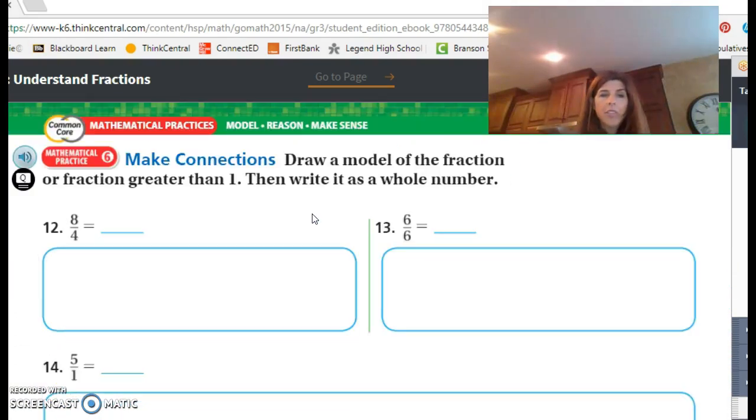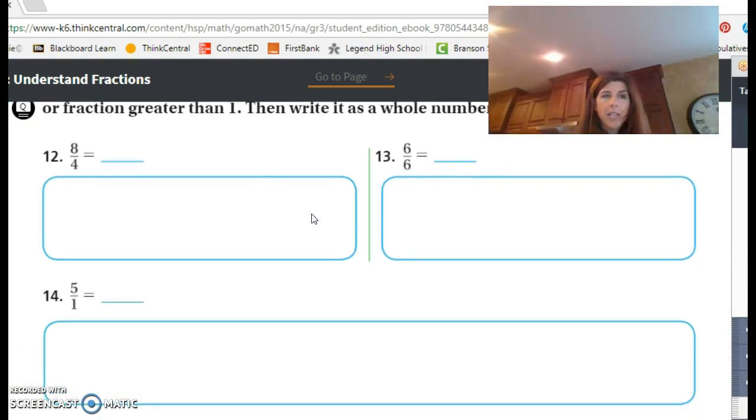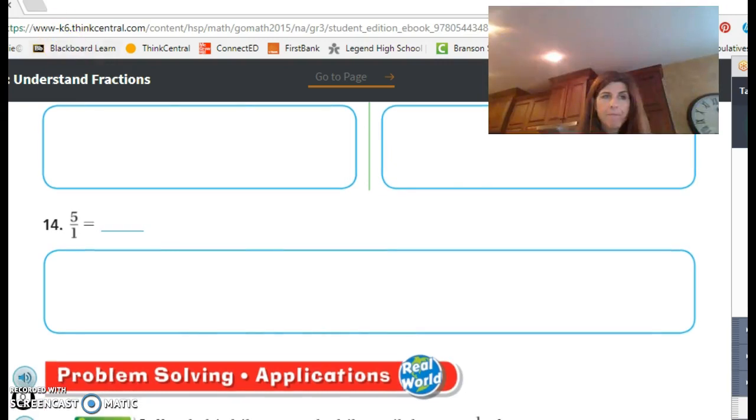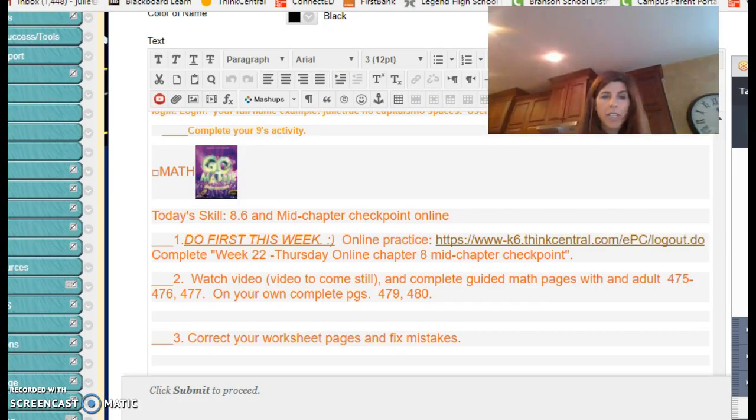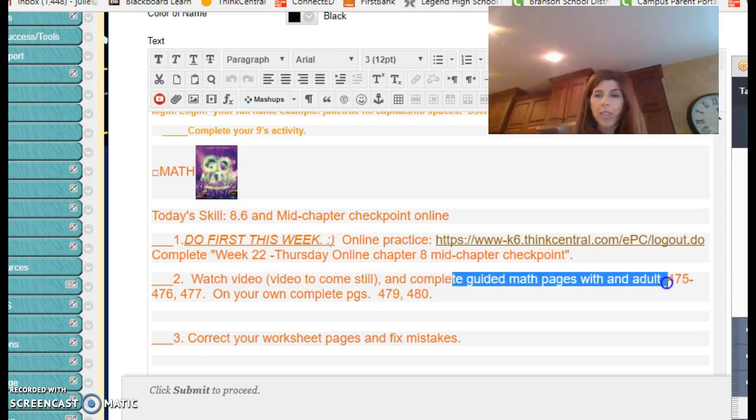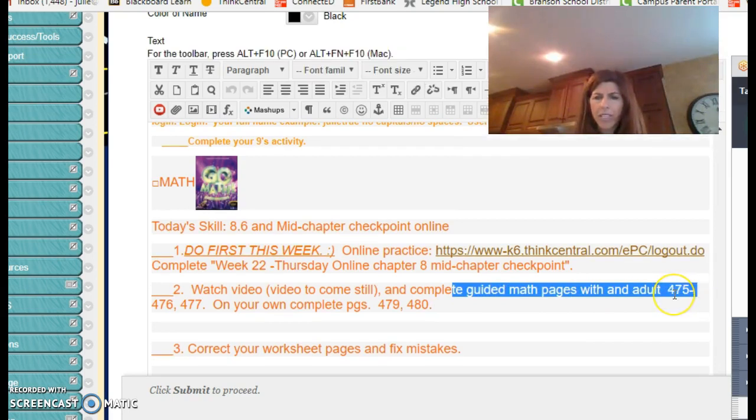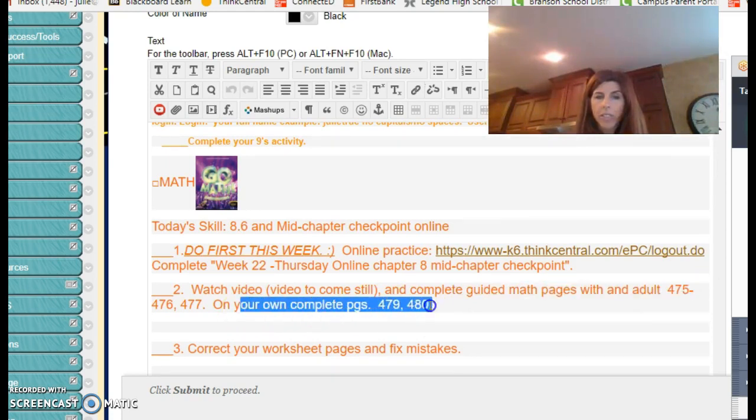All right, the other pages are for you to go ahead and complete. They are 479 and 480. So our new thing is I'm going to be putting on here complete guided math pages with an adult. So page 475, you're going to have to go back to it. You probably could do that one on your own now. And then you can complete 479 and 480 on your own.